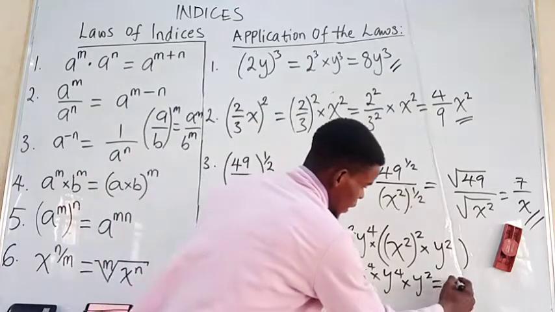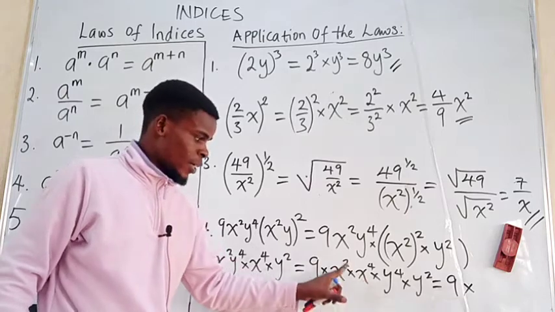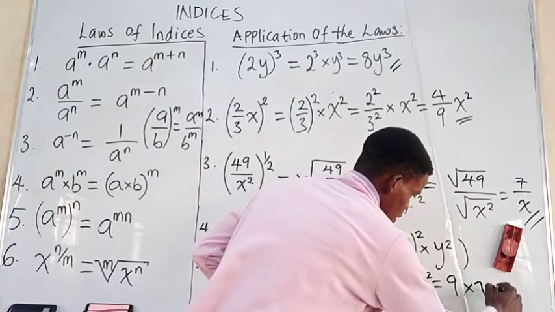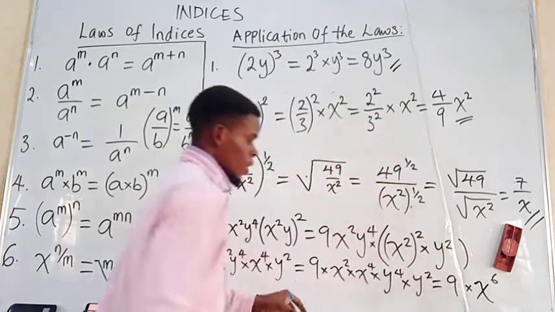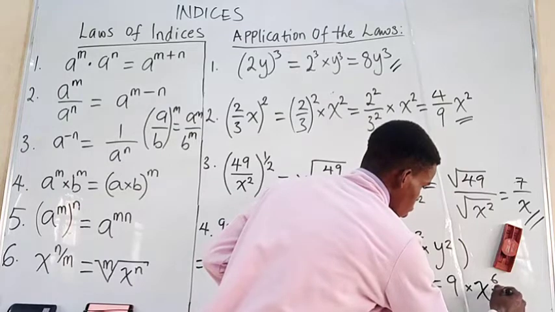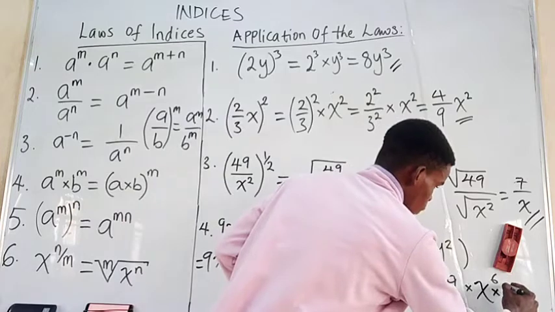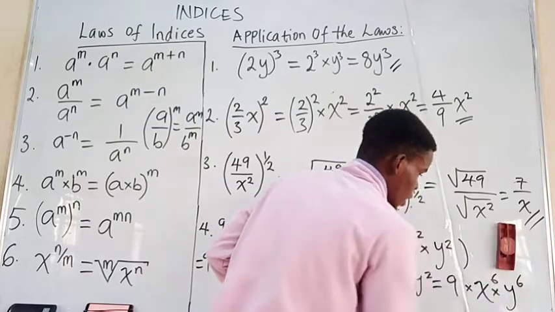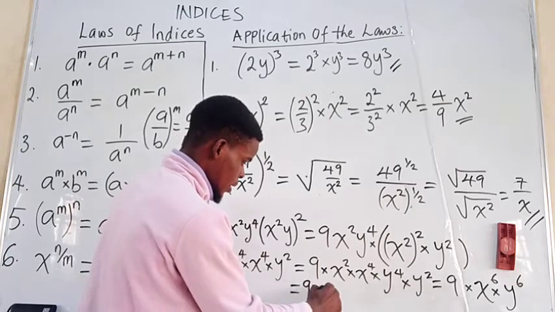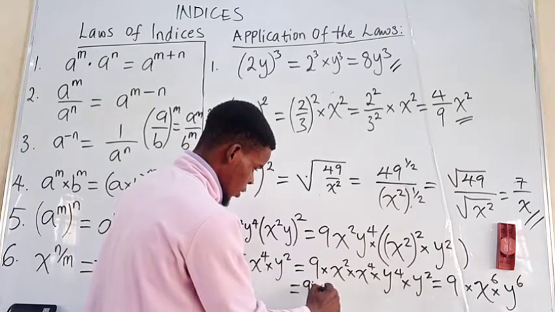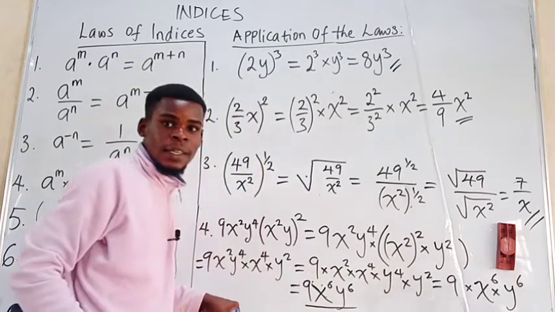So this is 9 times, well, x here, so we just add the powers. 2 plus 4, that will be x raised to the power of 6, right? And again, we talk about times y raised to the power of 4. So that is going to be 4 plus 2. That is going to be y raised to the power of 6. Right? So maybe we can rewrite everything as 9x raised to the power of 6 times y raised to the power of 6. And that right there is very nice. Alright?